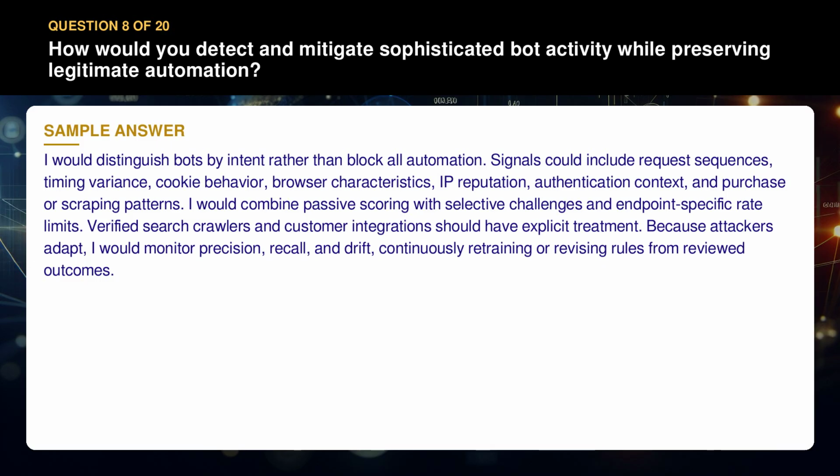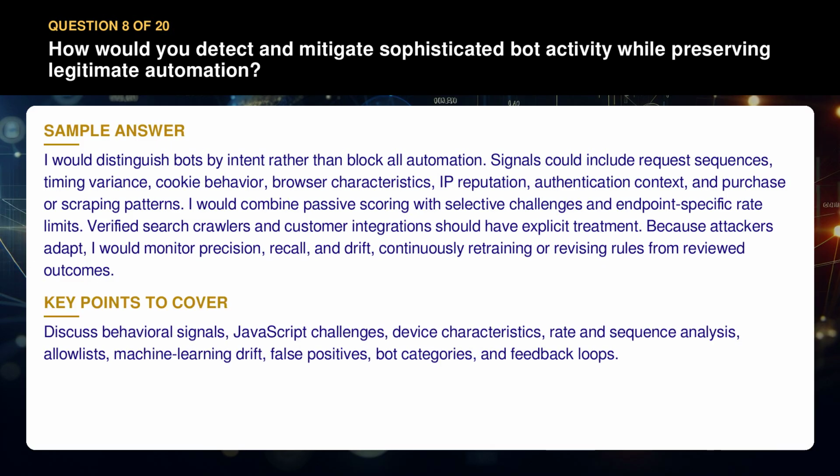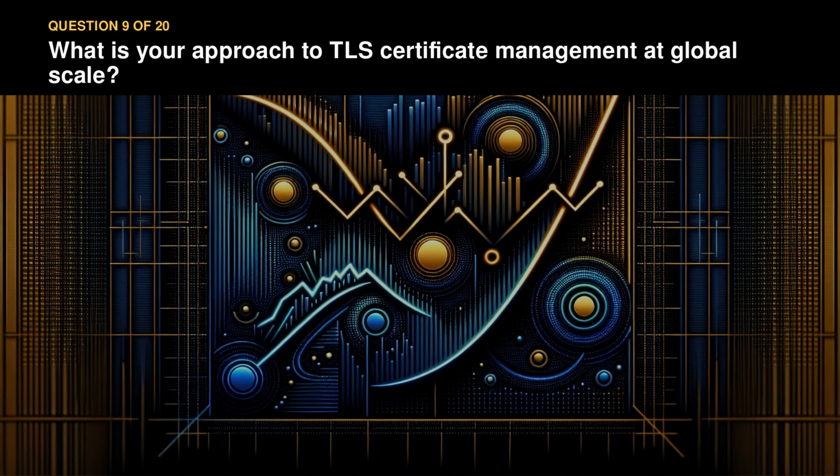Verified search crawlers and customer integrations should have explicit treatment. Because attackers adapt, I would monitor precision, recall, and drift, continuously retraining or revising rules from reviewed outcomes. Discuss behavioral signals, JavaScript challenges, device characteristics, rate and sequence analysis, allowlists, machine learning drift, false positives, bot categories, and feedback loops. Question 9. What is your approach to TLS certificate management at global scale?